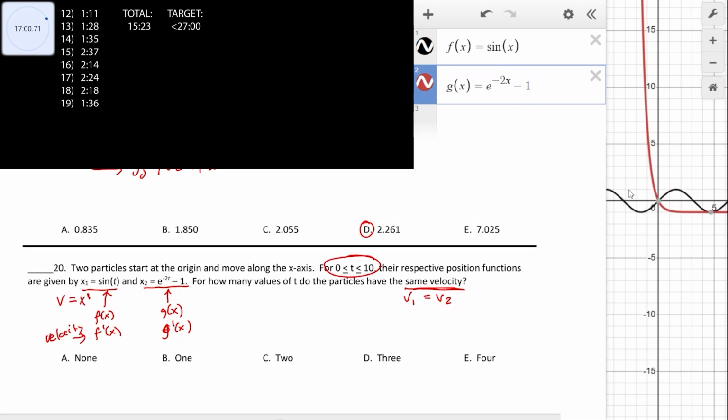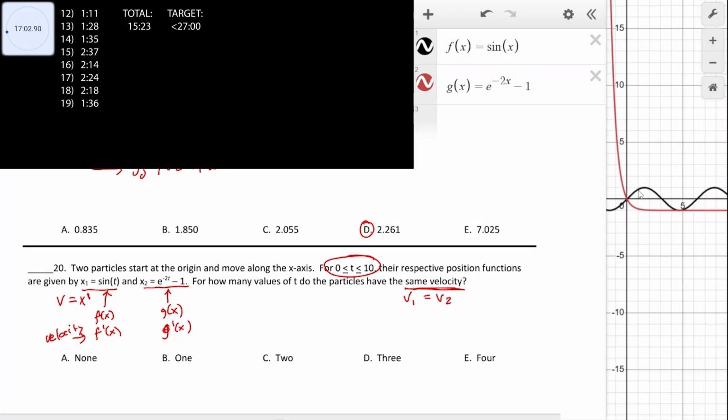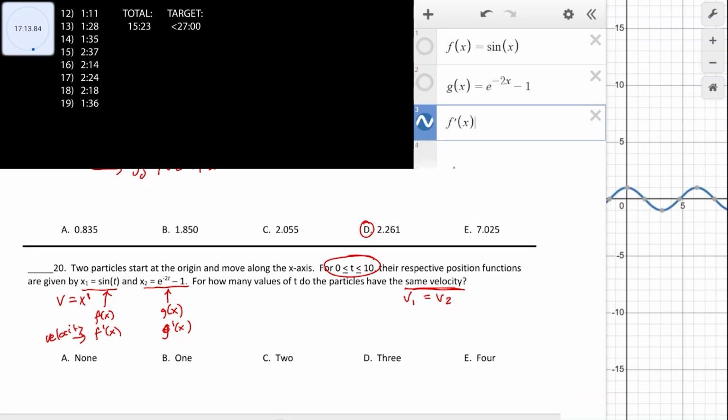We don't need to see what these graphs look like. We're more interested in what the velocities of these two functions are. So to get the velocity, we're going to take the derivative of each one of these. So I'm actually going to hide these, and we're going to graph f prime x, and g prime x. We're going to look for points of intersection between 0 and 10. So let's put that domain restriction on here. So x is going to be in between 0 and 10, and I'm going to do the same thing for both of these.